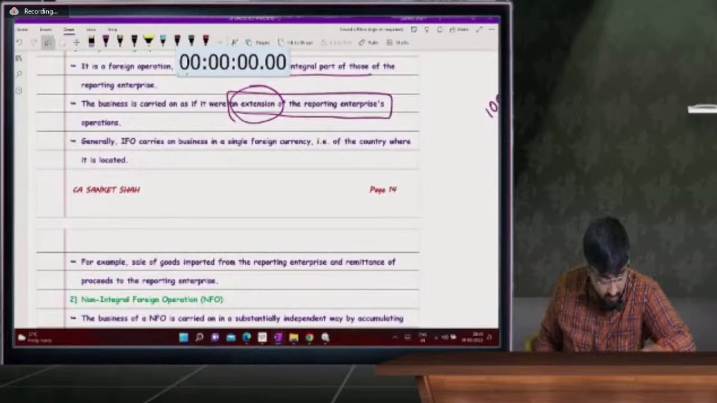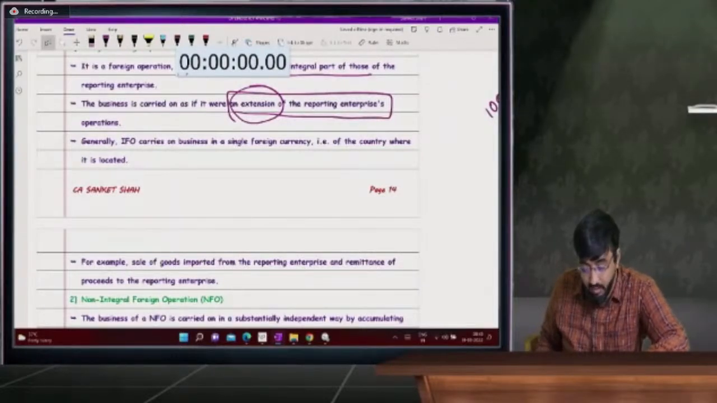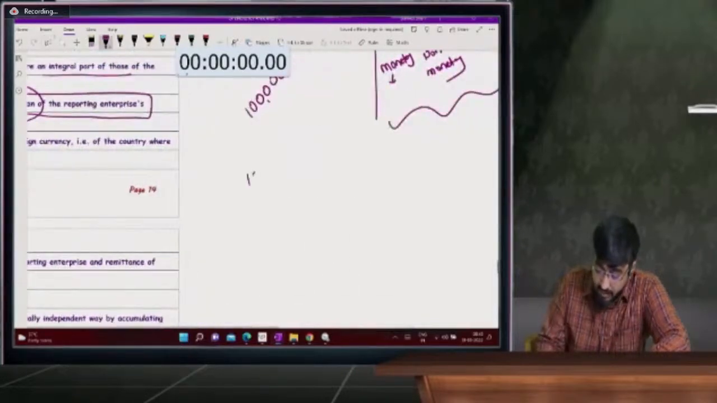13.65 is a page number, beta. 13.65. Beta, this is a separate part. Shweta Jain. So this is branch accounting part, beta. 13.65. 13.65 is a page number. Study material page number 13.65.